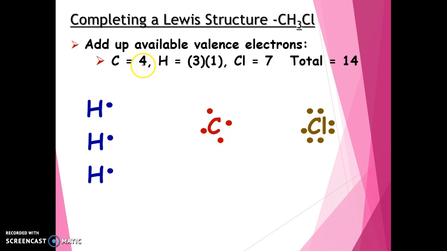We can see that we have 4 from carbon, 3 from hydrogen, and 7 from chlorine. That's a total of 14. Now remember, you would think that we would need 16, but remember, this guy needs 8, but he only needs 1. This guy needs 4, and these guys need 1 apiece. So we're going to work that out.